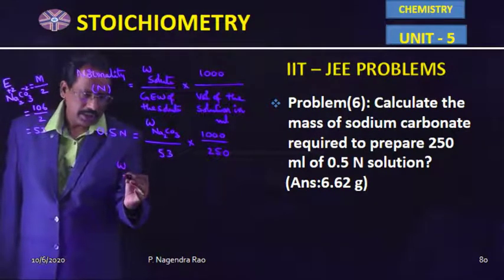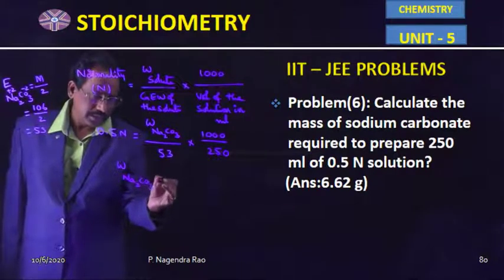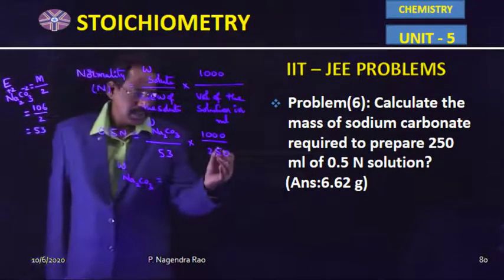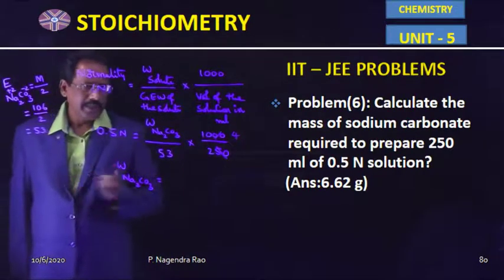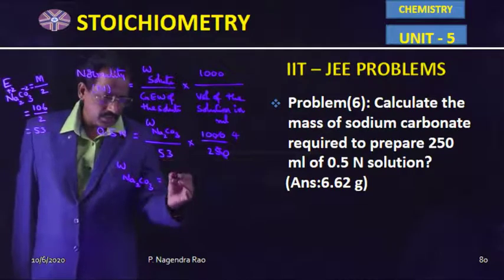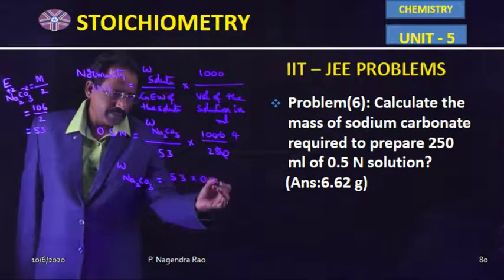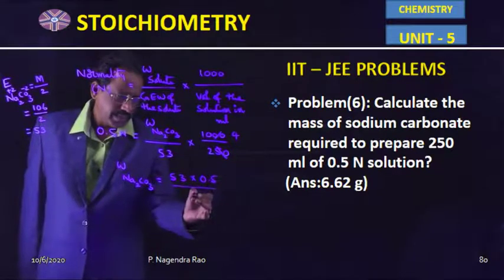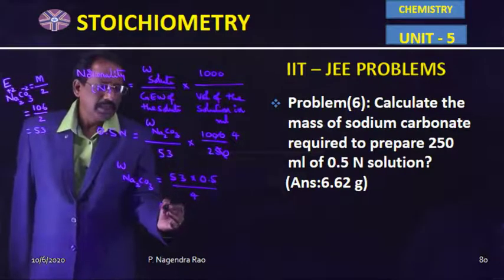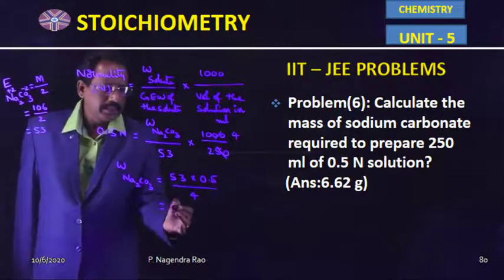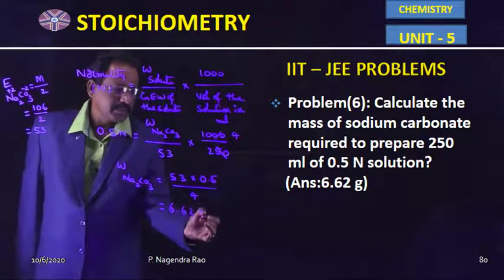Therefore the weight of sodium carbonate is equal to 53 into 0.5 divided by 4. Therefore, weight of sodium carbonate is equal to 6.62 grams.